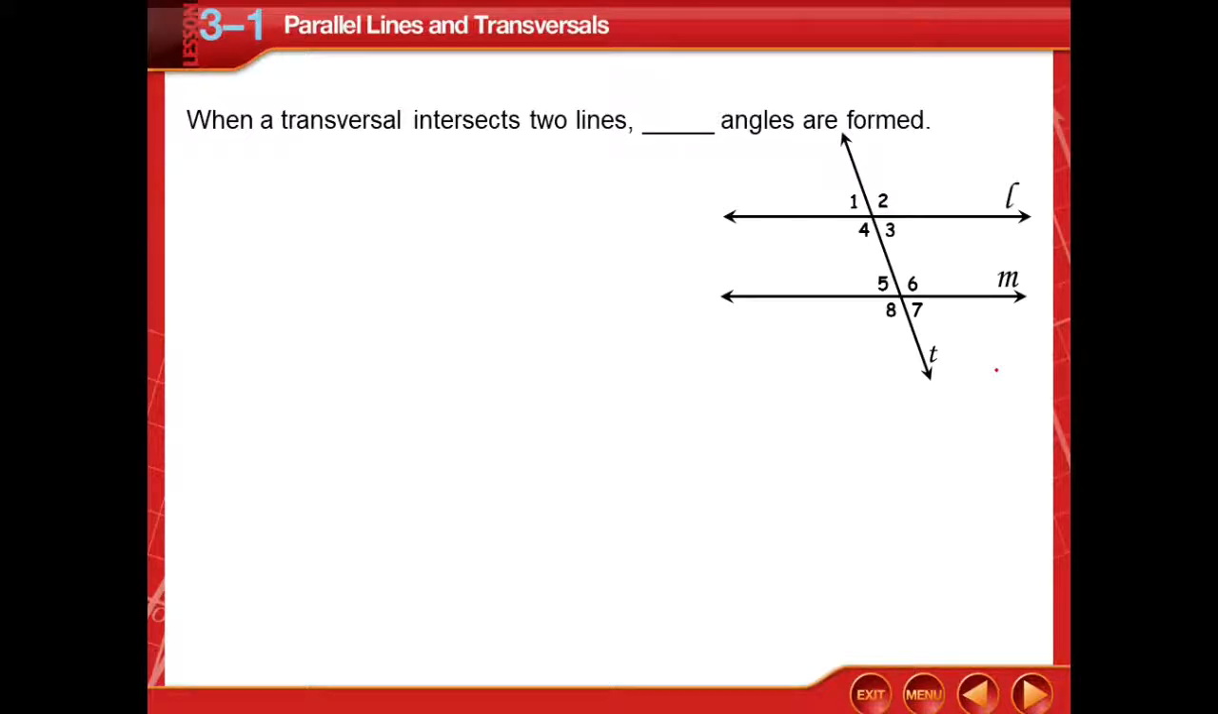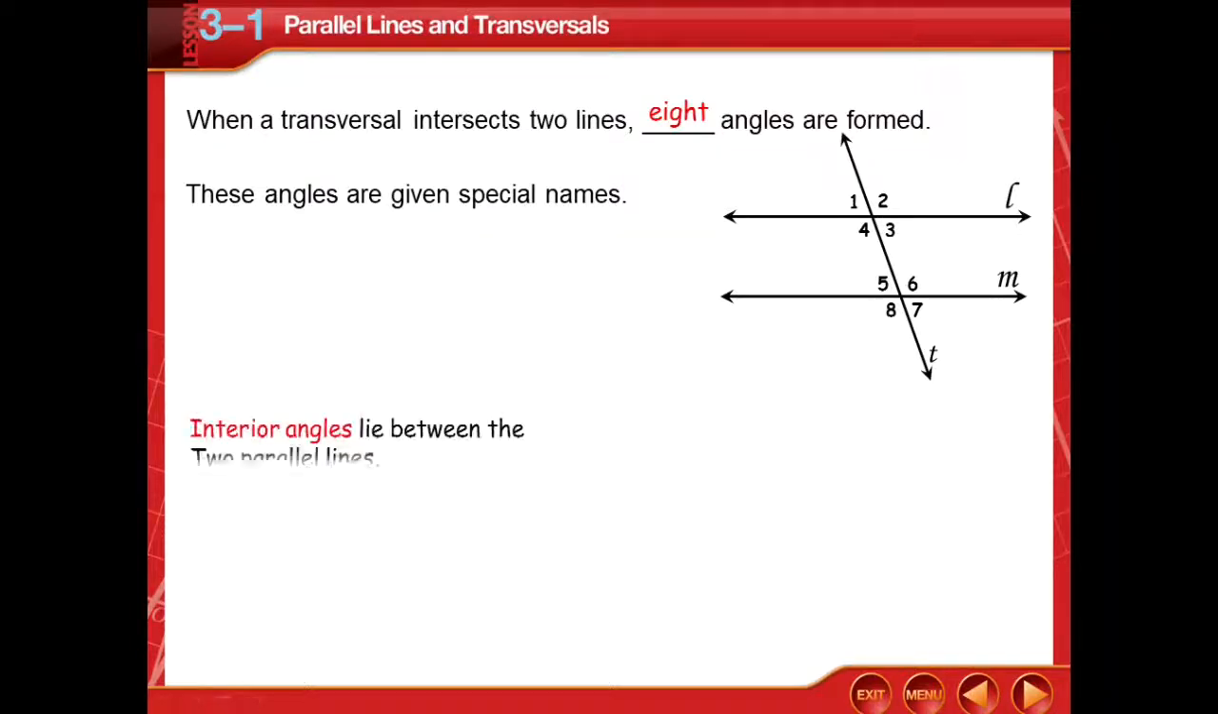When a transversal intersects 2 lines, 8 angles are formed. The transversal is line T because it is the line that crosses the other 2 lines. So again, the transversal is line T because it crosses both line L and line M. These angles have special names and relationships. Now, this will not always be called angle 1 and this will not always be called angle 2, but the relationships remain consistent.